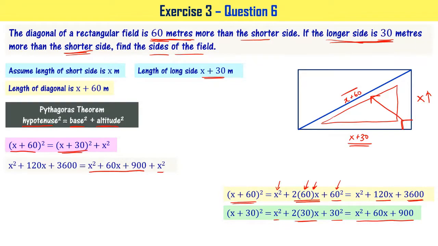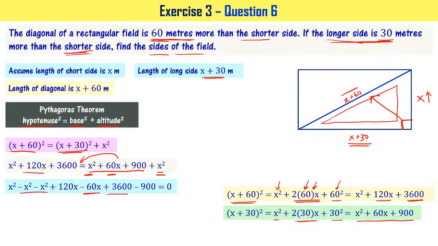right? Now let's transpose all these terms to the other side, so that the equation now becomes x square minus x square minus x square. This is the first minus x square and this is going to be the second minus x square, right? Plus 120x. Now I have here 60x, that becomes minus 60x, plus 3600. This 900 becomes minus 900, right? Now when you simplify this further, you can write it as minus x square plus 60x plus 2700 equal to 0, right? This is the equation we have to solve.